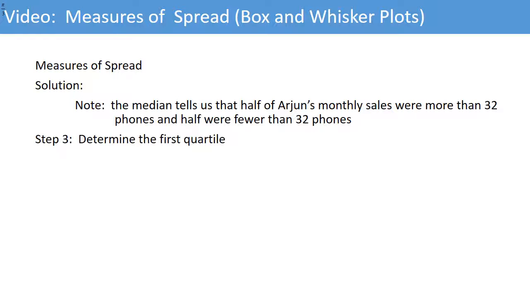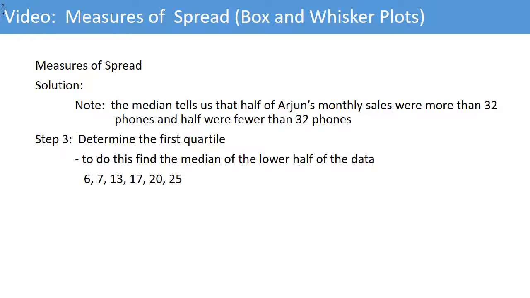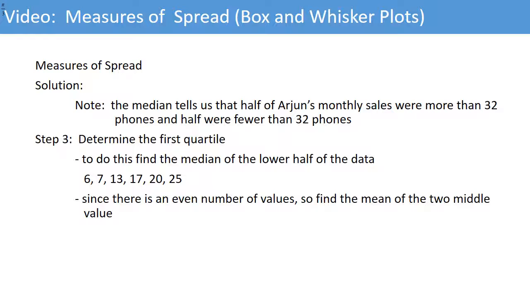Step 3, determine the first quartile. To do this, find the median of the lower half of the data. So we take from the smallest to the median. Since there still is an even number of values, the median will be the mean of the two middle values, 13 and 17. The mean then would be 13 plus 17 divided by 2, which is 15.